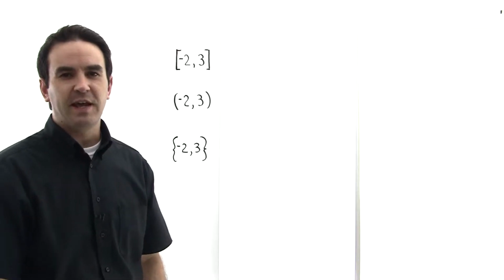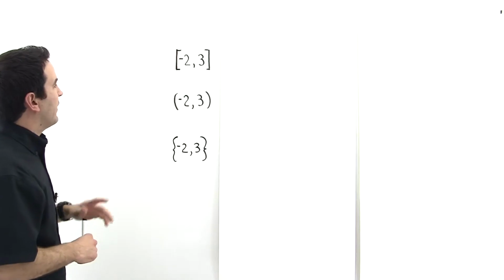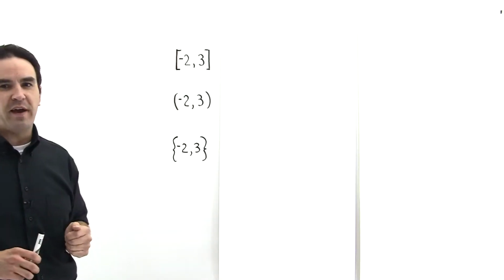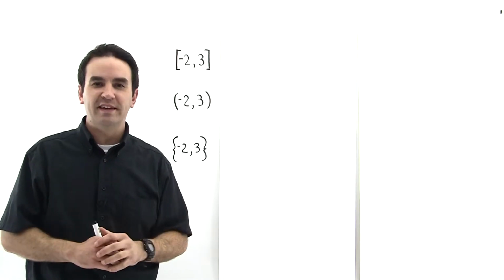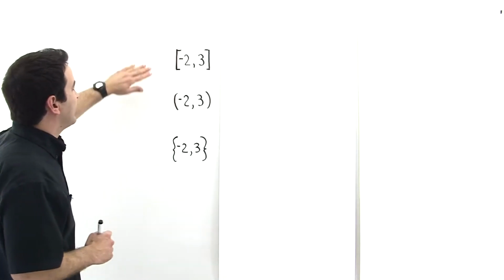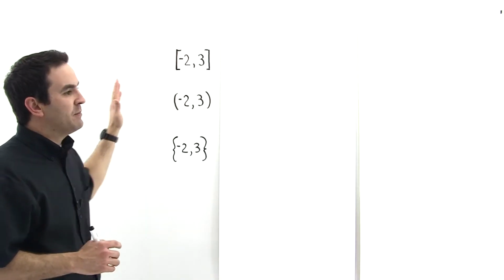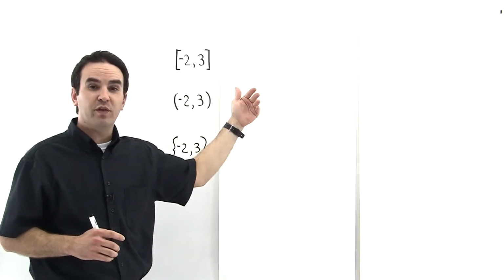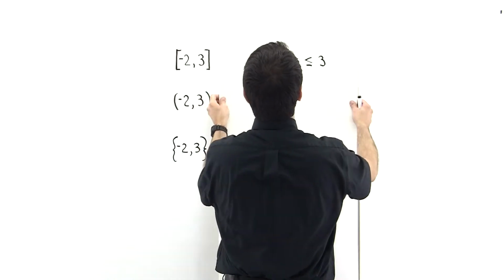What do these different types of brackets indicate? So take a look at this one. Whenever we put a square bracket, traditionally what we mean is that the endpoints are included in the data set. So this is a data set that includes -2, every number in between, all the way to 3, with 3 included.